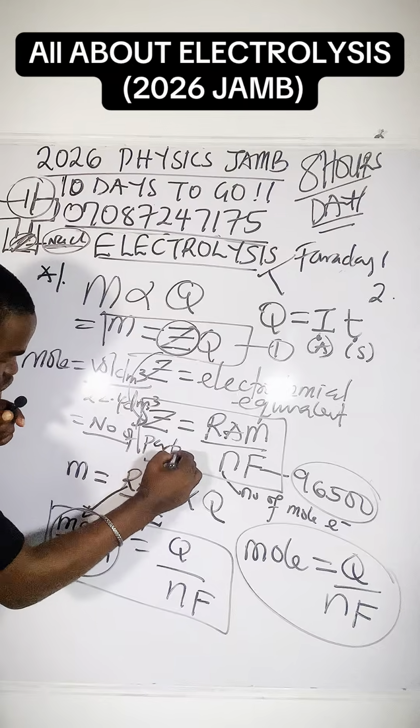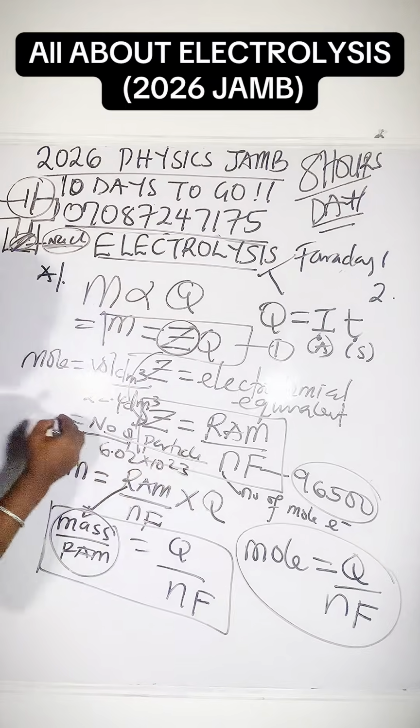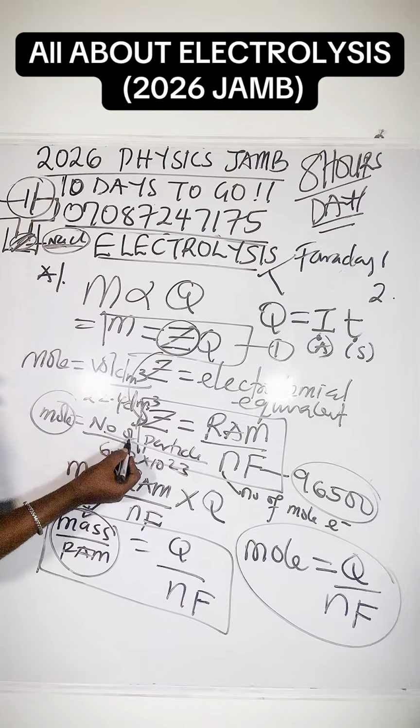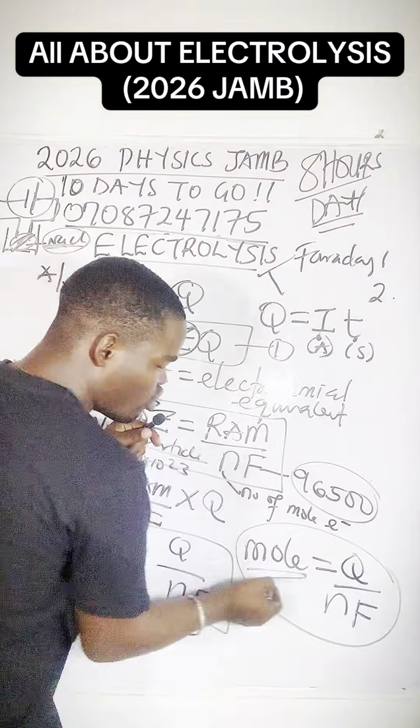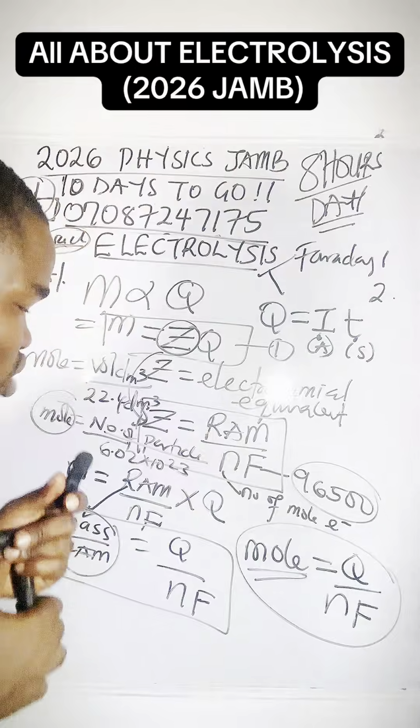Or mole can be linked to the number of particles. You already know this one, I'm just trying to let you know. Over what? 6.02 times 10 raised to what? 23. So if they give you this, or they want you to calculate this, you just need to go and find the mole for them, so you can link it to anything. So you can solve 50% of questions when you know these things.